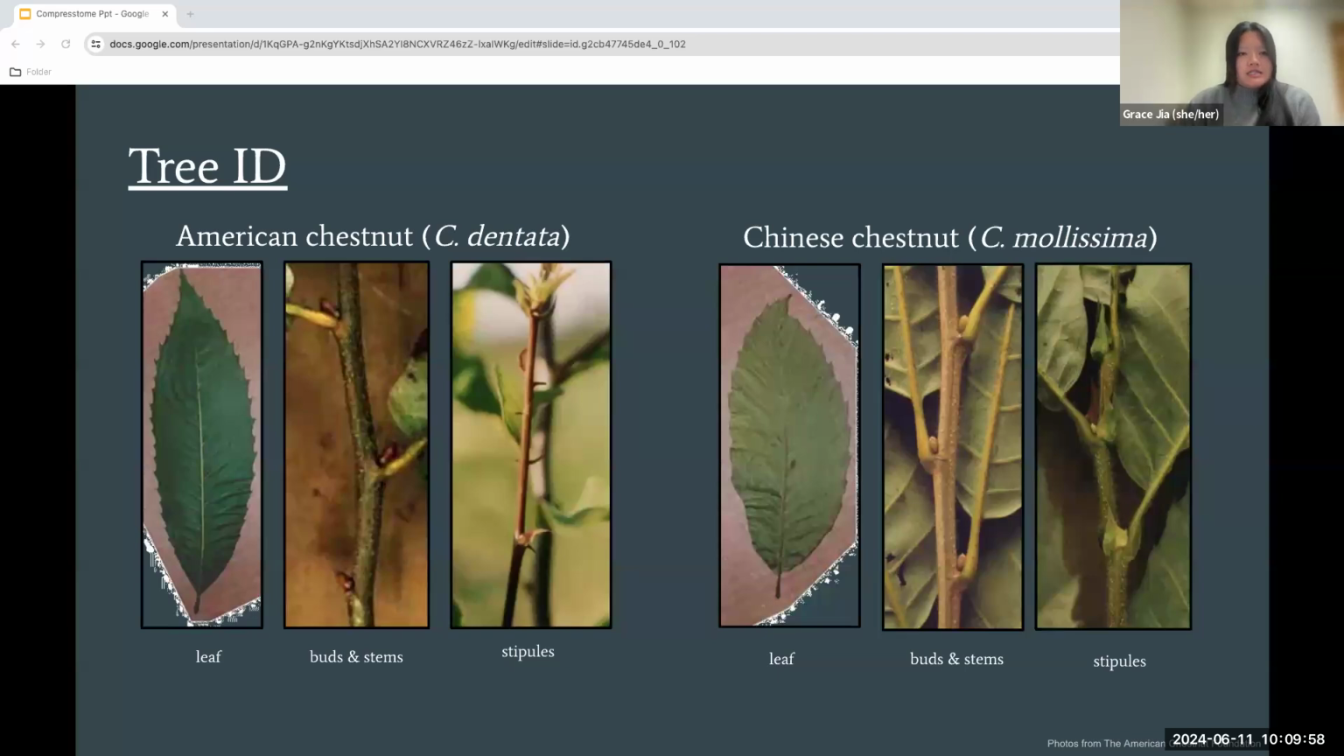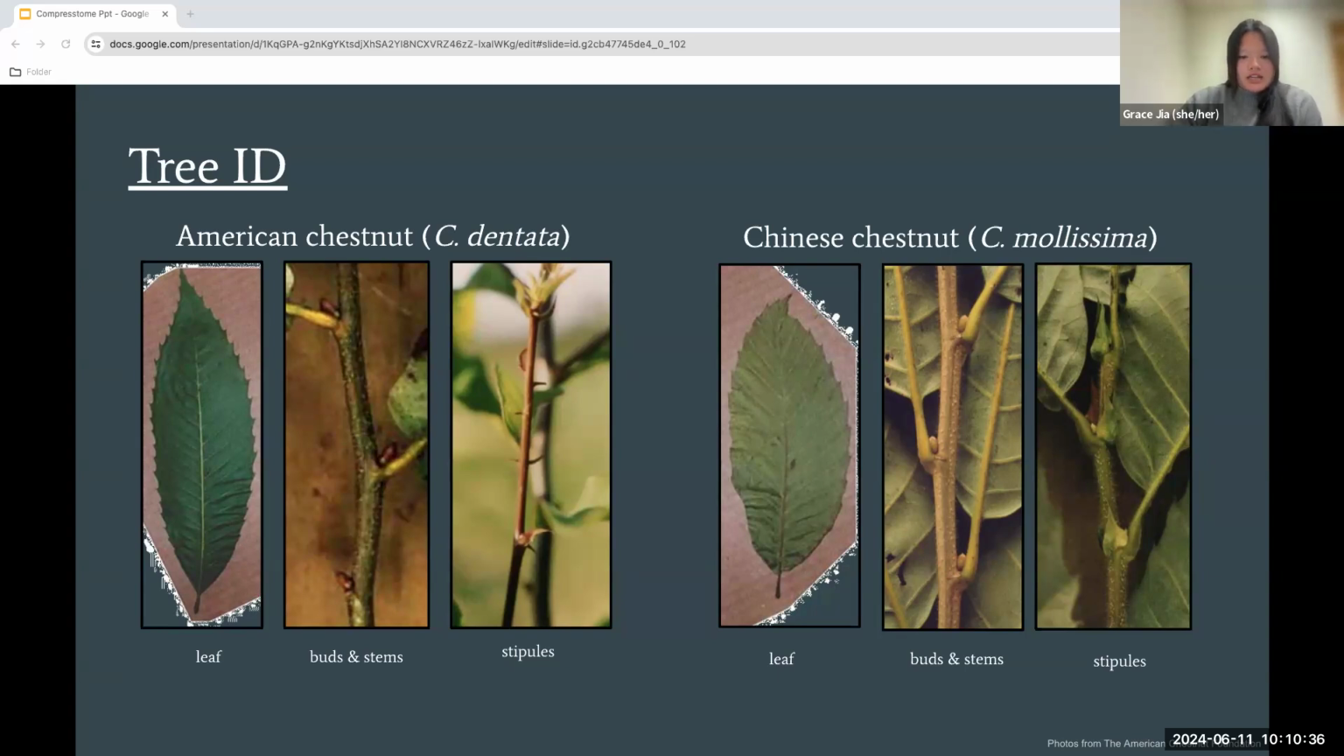When looking at the buds and stems, the buds of the American chestnut are pointed and they angle away from the stem, and the stems are smooth and hairless. And the color of the American chestnut stems is reddish brown to dark green, as shown in the image on the left. And there are small but numerous lenticels on the stem. When compared to Chinese chestnut on the right, they have more rounded buds that hug the stem. They have hairy stems and hairy leaf veins. The stem color is a little bit more tan to a pea green, and they have large lenticels, which are the bumps on the stem.